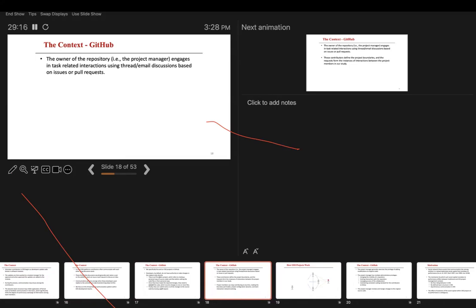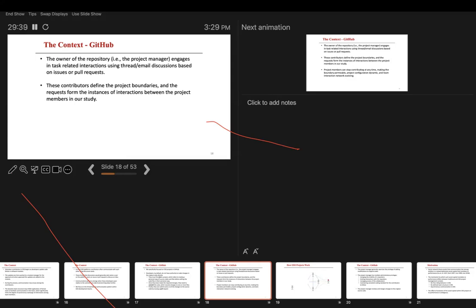Right. So the owner engages in tasks that are related to interactions. They can decide who should communicate to whom. At times, they can create those patterns. They can make sure that these discussion-based pull requests are managed and oversight is given in terms of which one is getting added and what the characteristic of this is.